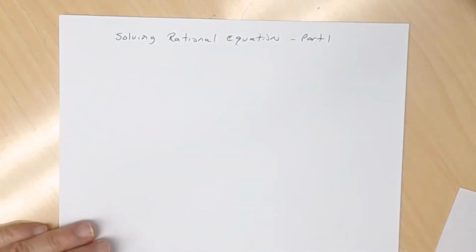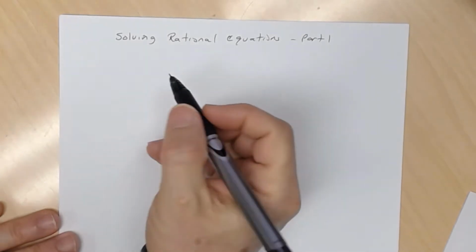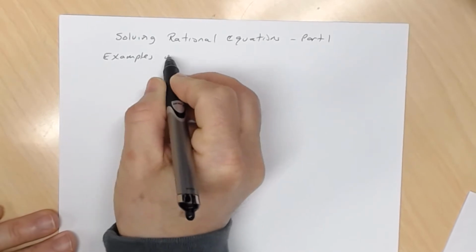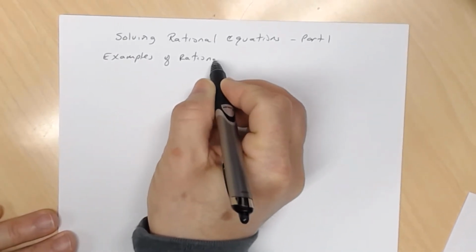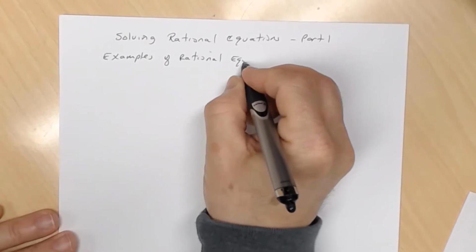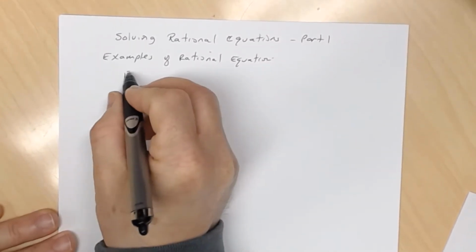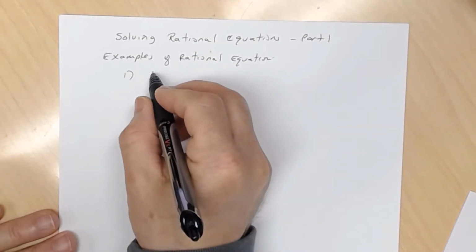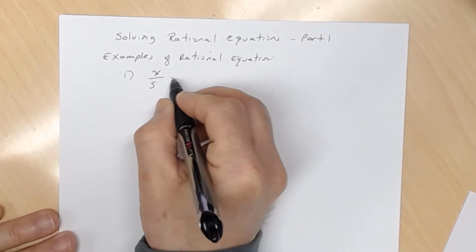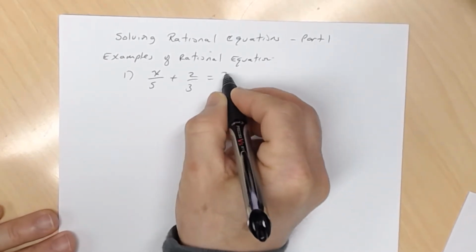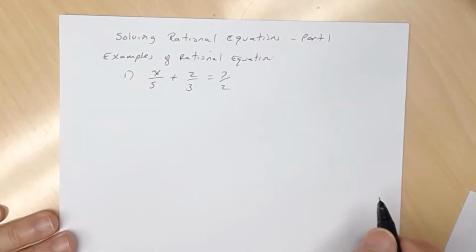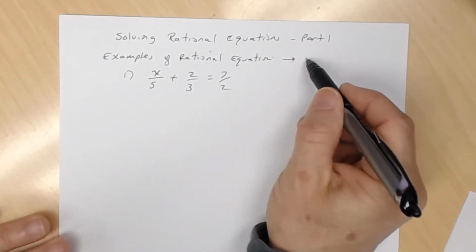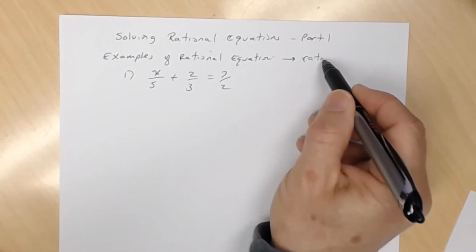So we're going to start with some examples of rational equations. Here are examples of rational equations, and we're going to talk about what makes this a rational equation. The first one would be something that looks like this. Let's say we had x divided by 5 plus 2/3 equals 7/2, let's say. That's a rational equation. Now, a rational equation is an equation whose terms are rational, so you have rational terms involved.